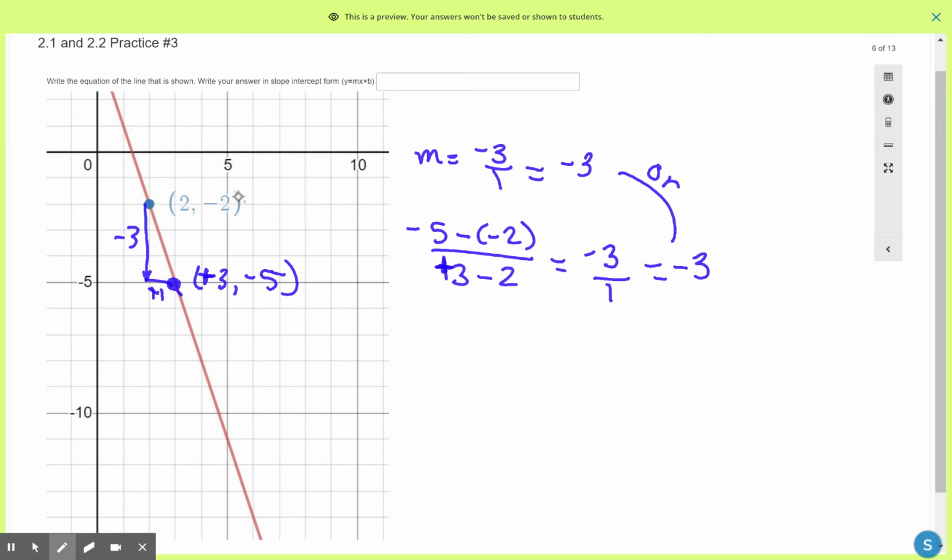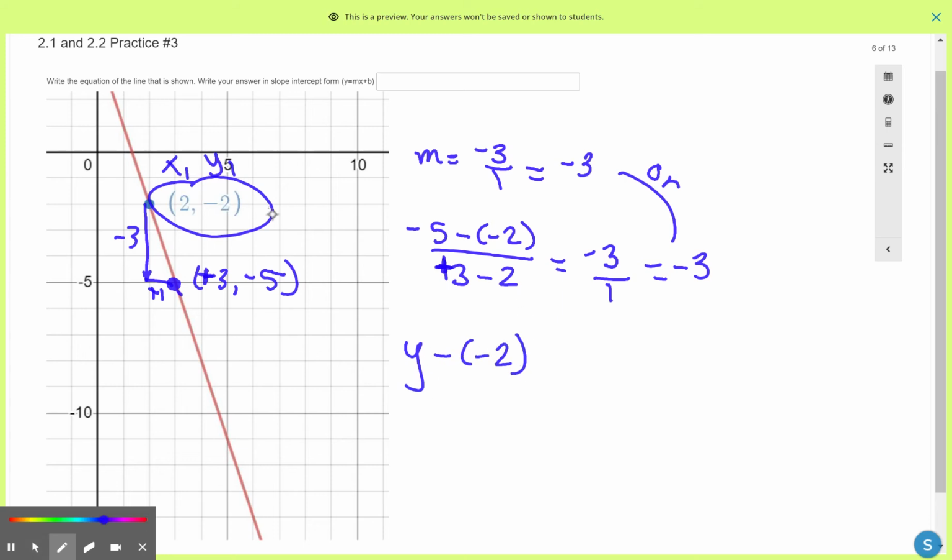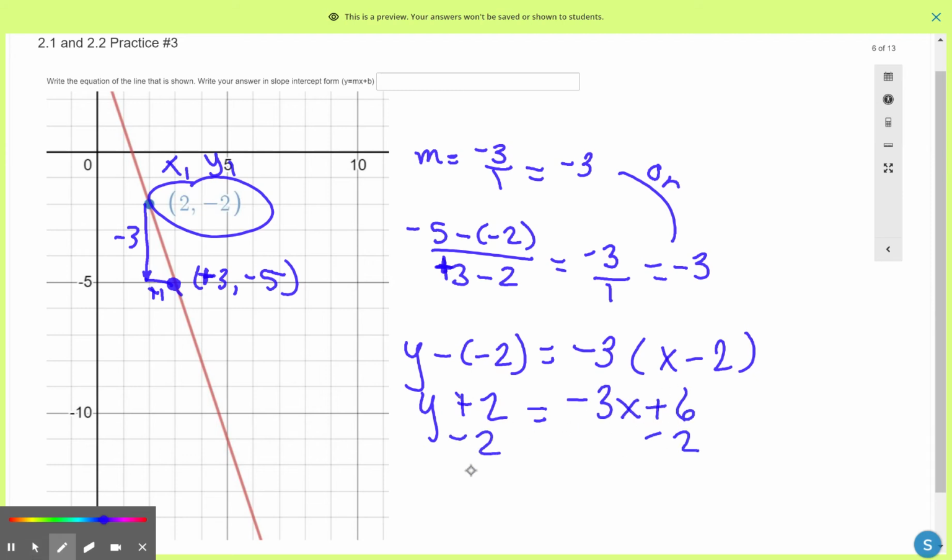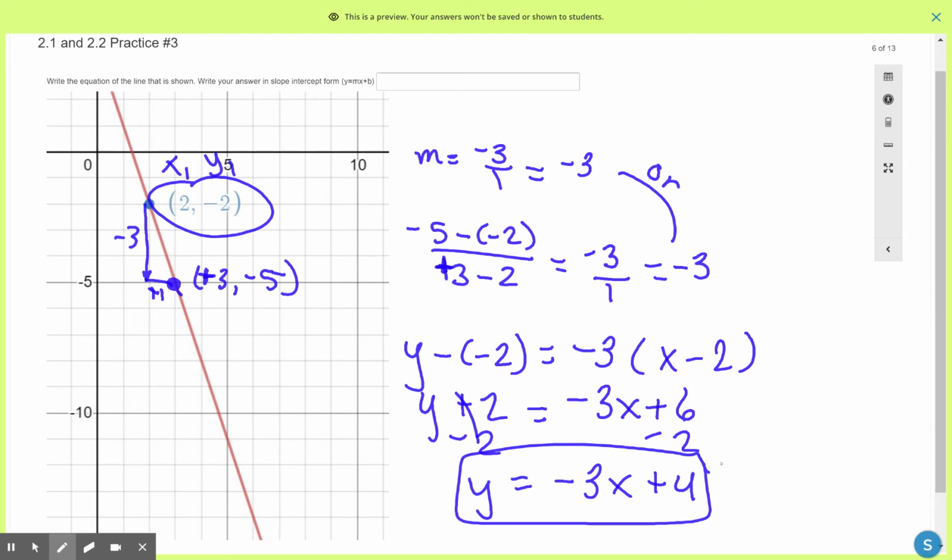And then you just pick the ordered pair that they gave you. So x1, y1. So then y minus our -2 because that's our y1. Our slope is -3. And then 2 is our x1. So then we can just simplify. And then we can just subtract 2 on both sides. And then we have our equation y equals -3x.